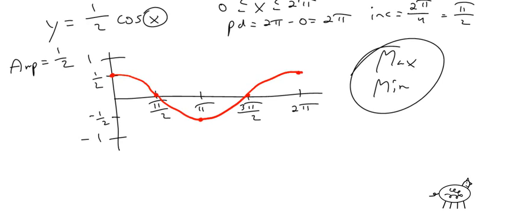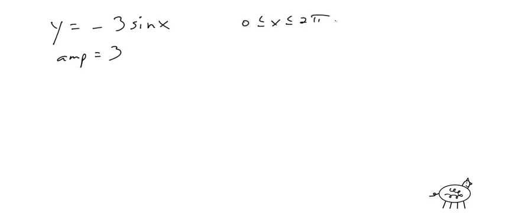All right, let's do a negative graph now. y is equal to negative 3 sine of x. Okay, this is exactly the same. First of all, what's my amplitude? It's 3. Not negative 3, it's positive 3. So we're going to say that x is between 0 and 2 pi. And then the period is equal to 2 pi minus 0, which is 2 pi. The increment is equal to 2 pi over 4, which is pi over 2.